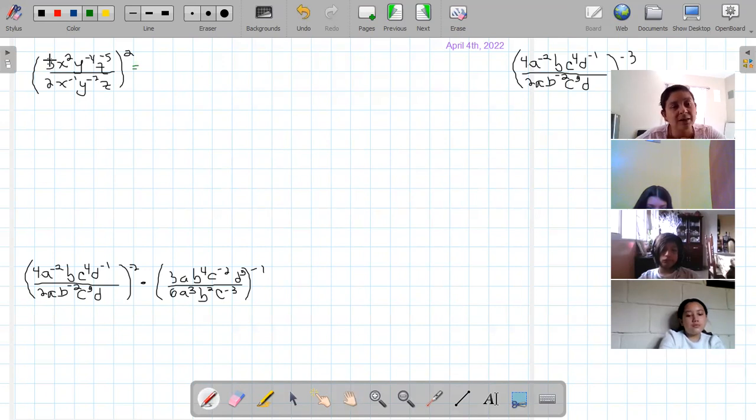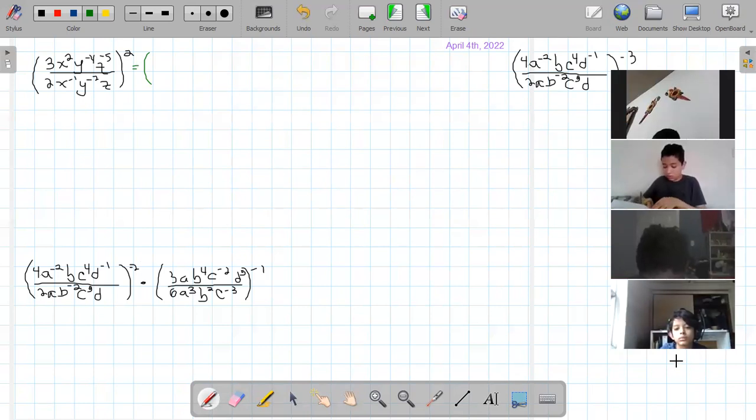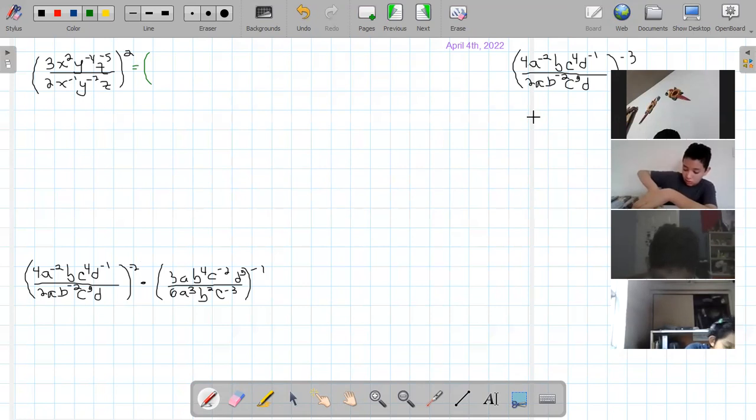Can we simplify the 3 and the 2? No. Because 3 and 2 are in their simplest form, so we don't do anything. So let's make positive those negative exponents.